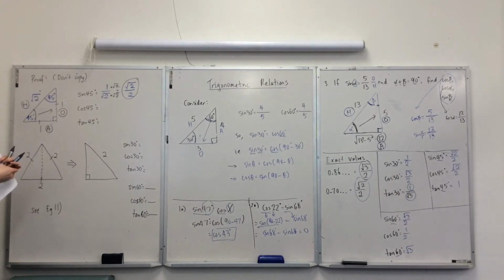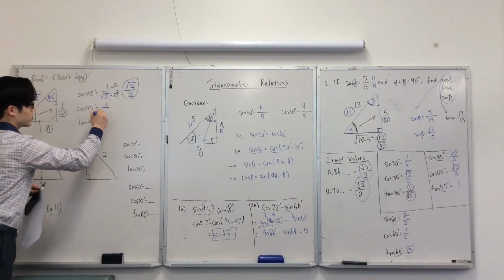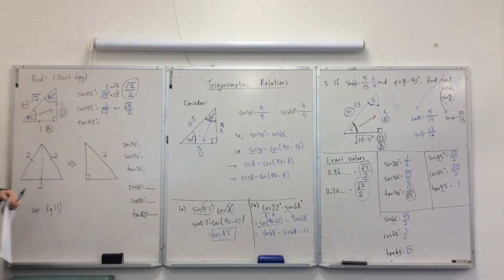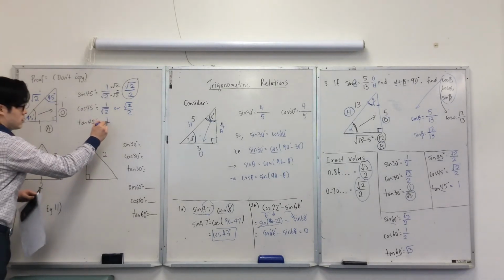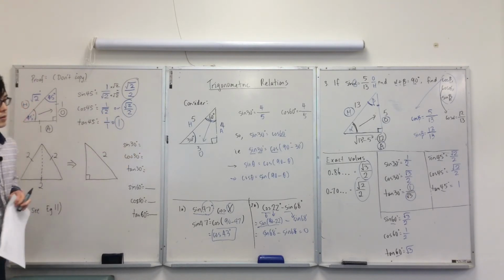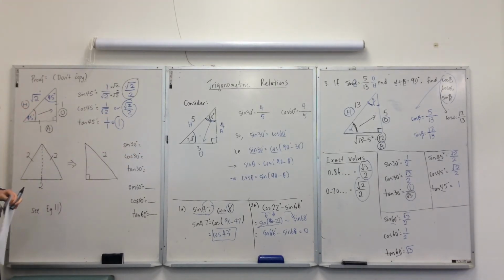That's adjacent over hypotenuse. What is it in this case? Yeah, 1 over root 2. Or root 2 over 2. Okay? How about tan 45? Opposite over adjacent? Yeah, so as you can see, these are the values that I had over there. Sine 45, cosine 45, tan 45. Those are the values that I wrote over there.